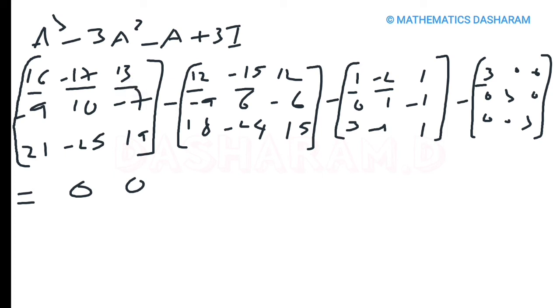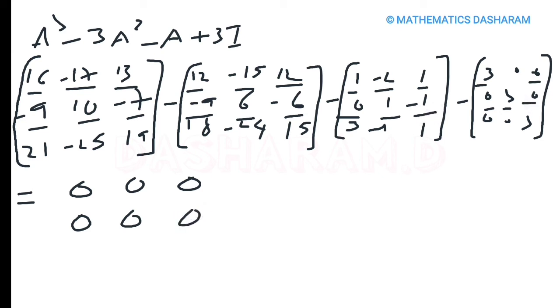Now 13 minus 12 is 1, 1 minus 1 is 0, 0 minus 0 is 0. Next 2 minus 9, minus of minus 9, 0, 0 minus 0, 0, here 0. So 10 minus 6 is 4, 4 minus 1 is 3, 3 minus 3 is 0, minus 7 minus of minus 6 is minus 1, minus 1 minus of minus 1, 0, 0 minus 0, 0.